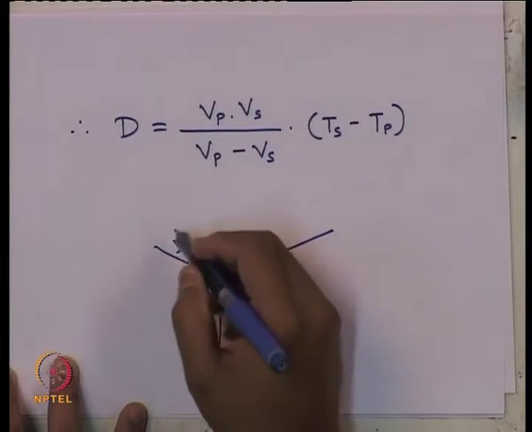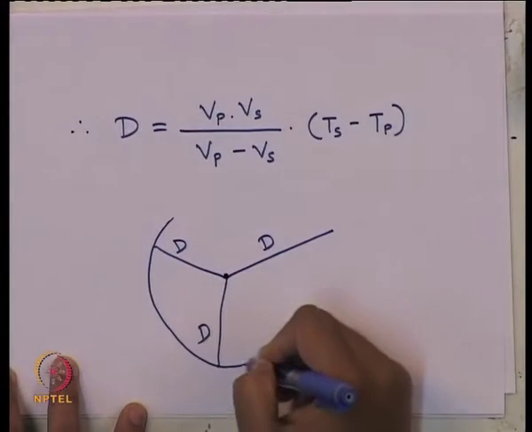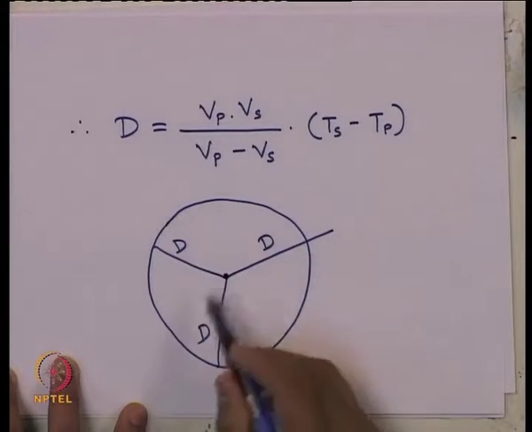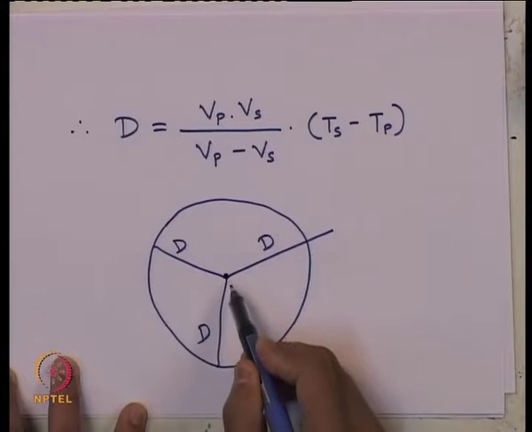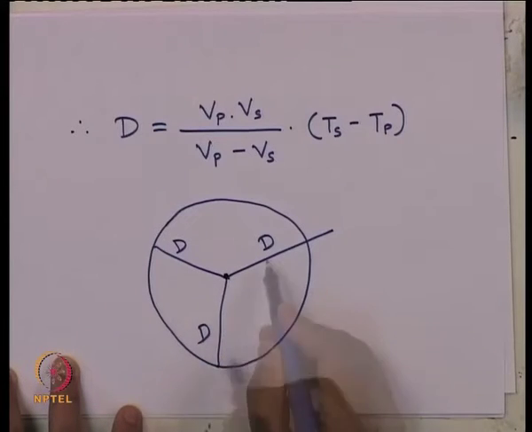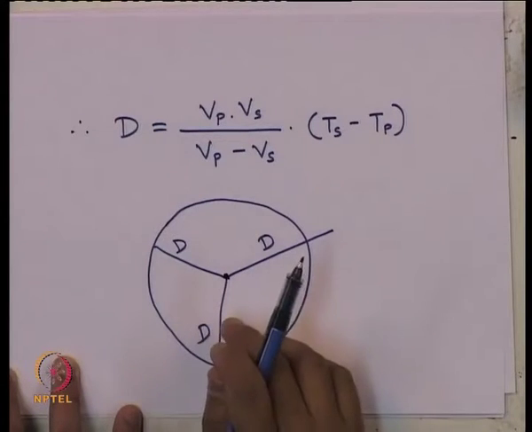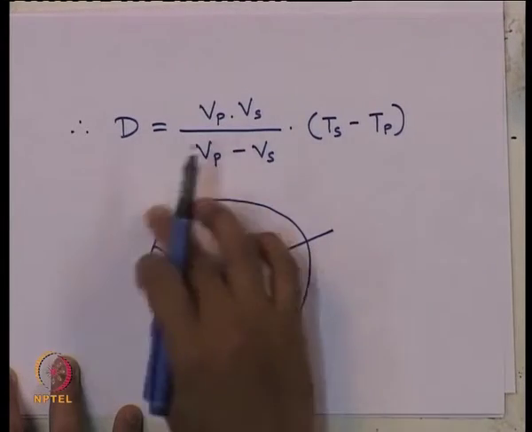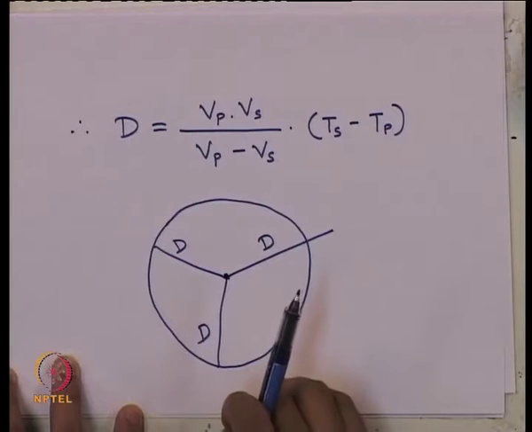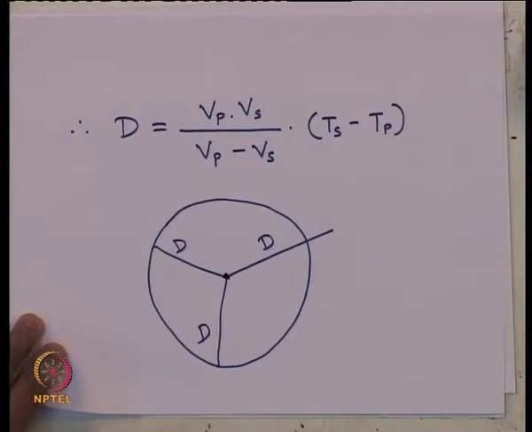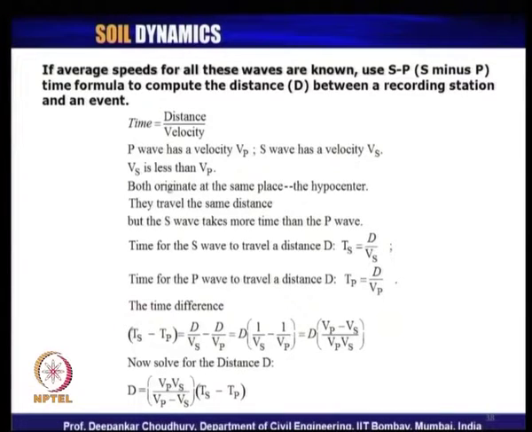So, it can be at any distance d. If we draw a circle taking that seismological recording station as the center on a graph paper, with a radius d, within that periphery any point can be the possible location of an epicenter. Now, how to locate an exact location? Let us see. So, let us look at here, what I have mentioned just now, the same thing is written.